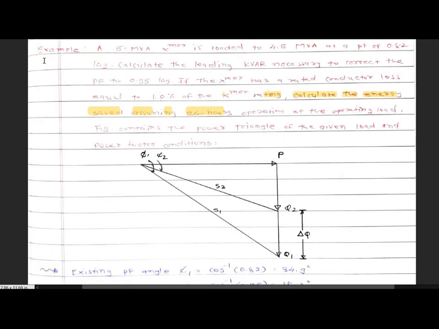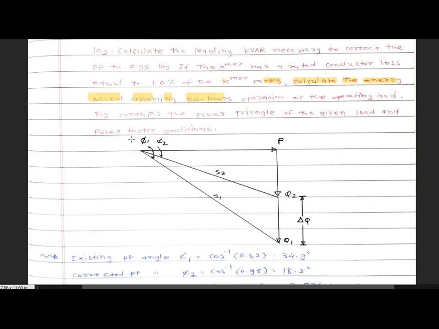Now another example. A 5 MVA transformer is loaded to 4.5 MVA at a power factor of 0.82 lagging. Calculate the leading kVAr necessary to correct the power factor to 0.95 lagging. If the transformer has a rated conductor loss equal to 1.0% of the transformer rating, calculate the energy saved assuming 24 hours operation at the operating load. Figure contains the power triangle of the given load and power factor conditions.